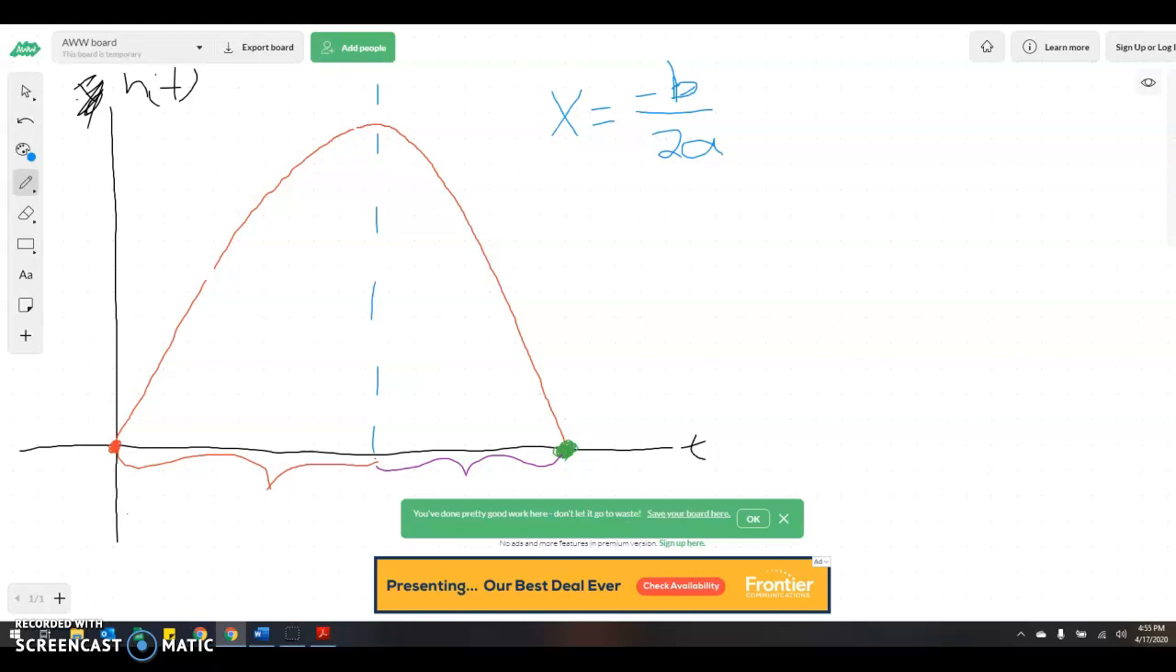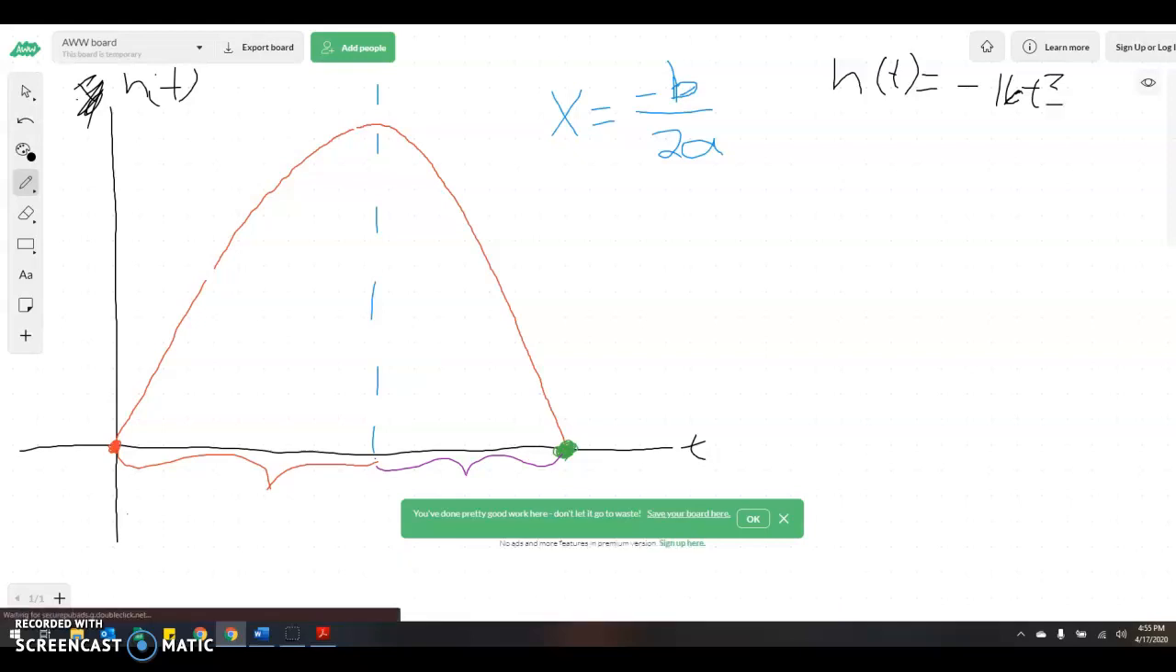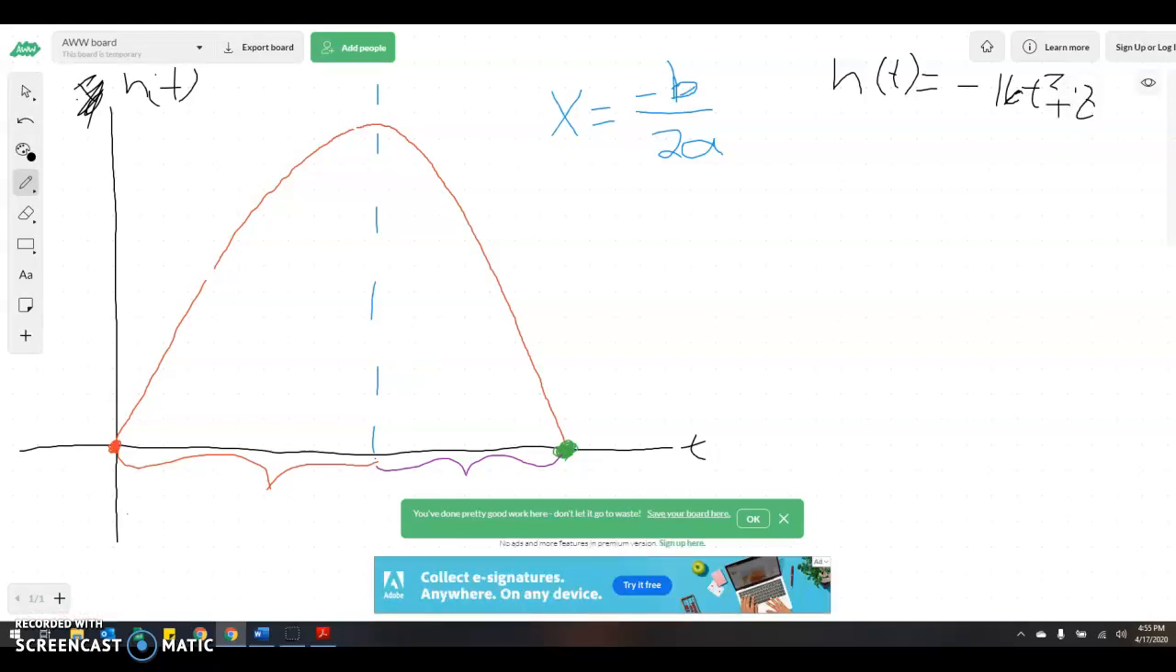Well, those numbers, the b and the a, come from the equation that was given to us in the problem. And so the equation said h of t equals negative 16 t squared plus 80 t. And what I know is that a is always the number in front of x squared, or t squared in this case. So my a is negative 16. And my b is always the number in front of t. And so my b is 80 in this case.